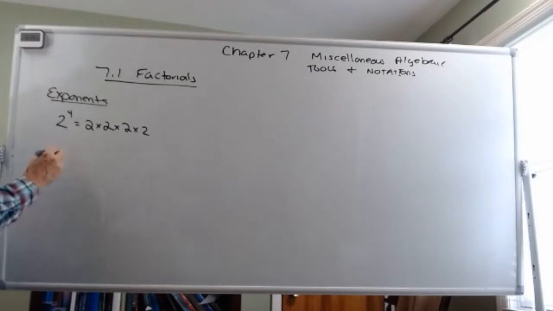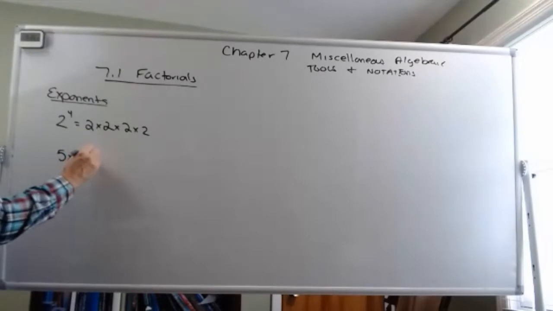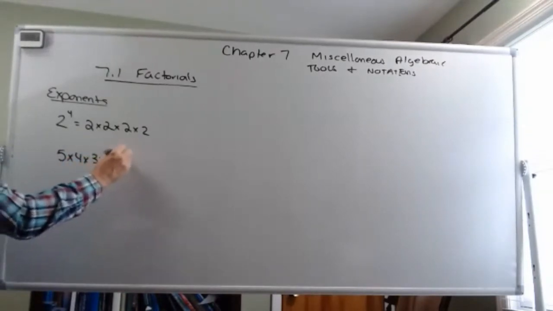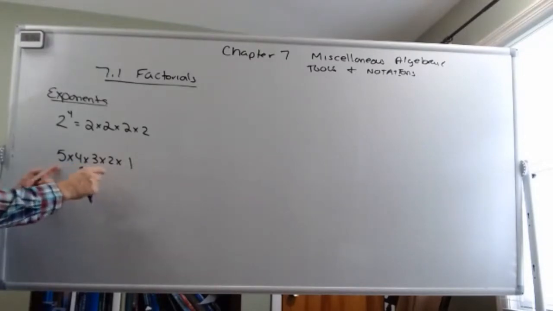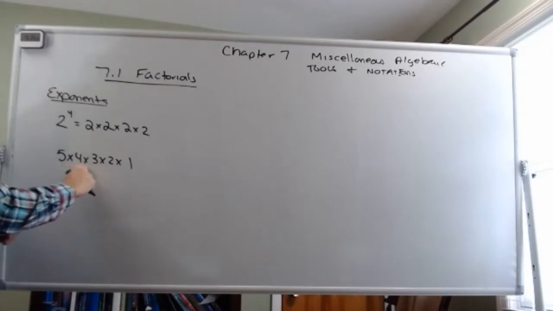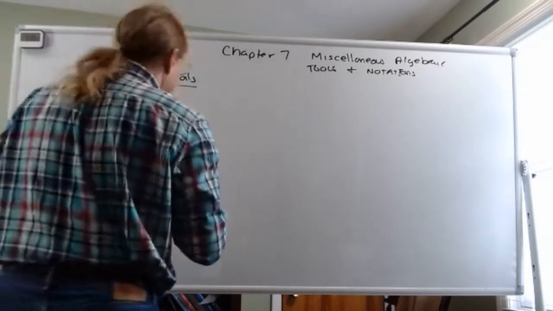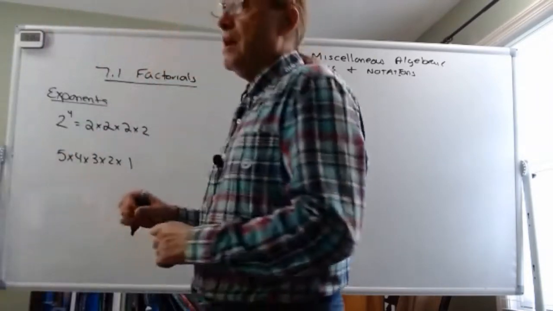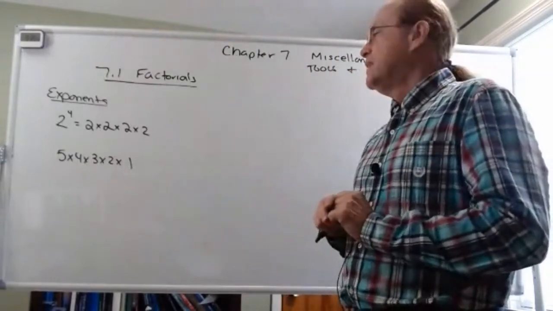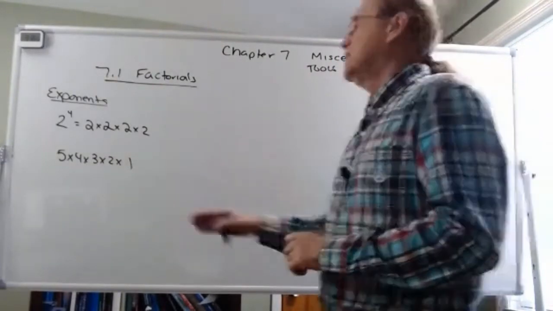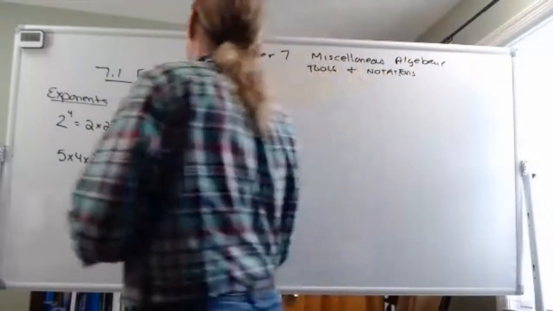For example, say I wanted to express 5 times 4 times 3 times 2 times 1. Instead of multiplying the same base, I'm doing 5, then I reduce it by 1 to go 4, reduce it by 1 to go 3, by 1 to go 2, by 1 to go 1. That comes up very frequently, especially in probability. So we give that multiplication a special name. We call it a factorial.